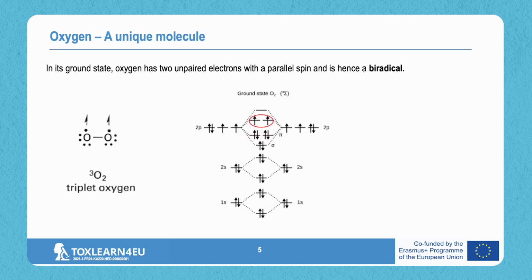If we look into the real molecular structure of oxygen, we can see that it's a very unique molecule, because in its ground state, oxygen has two unpaired electrons with a parallel spin. This means that the electrons cannot be shared in a covalent bond, and hence it's a biradical. So it has two free electrons, as you can see here on this slide.